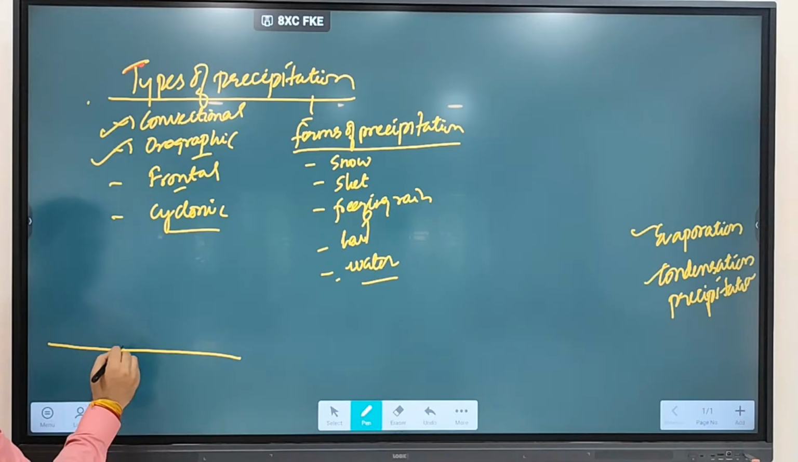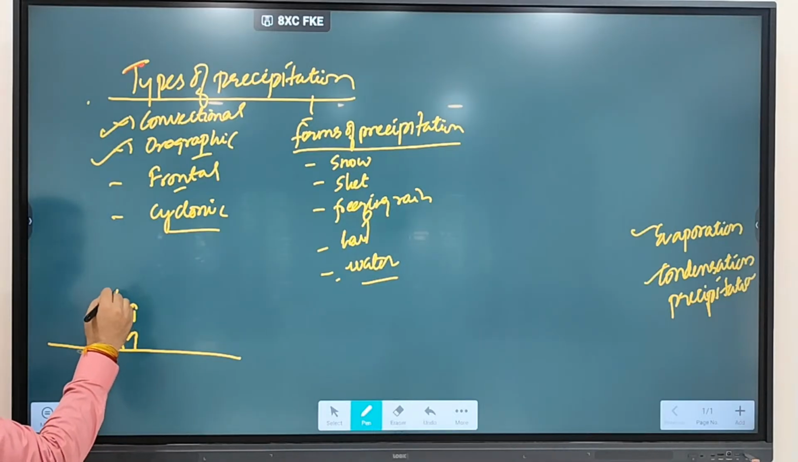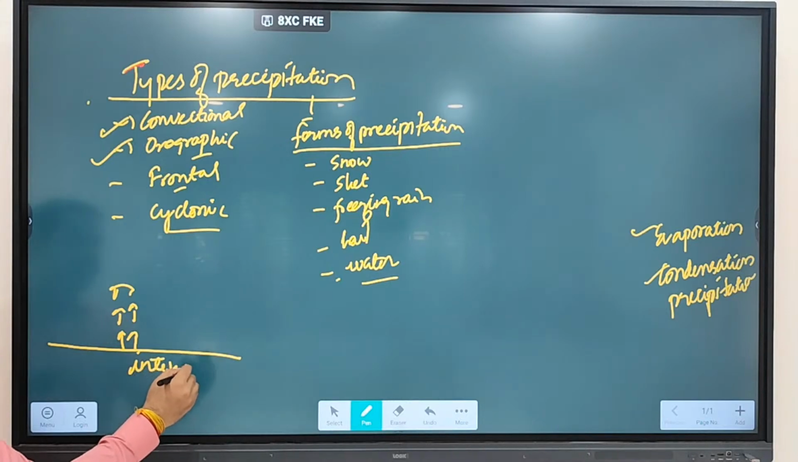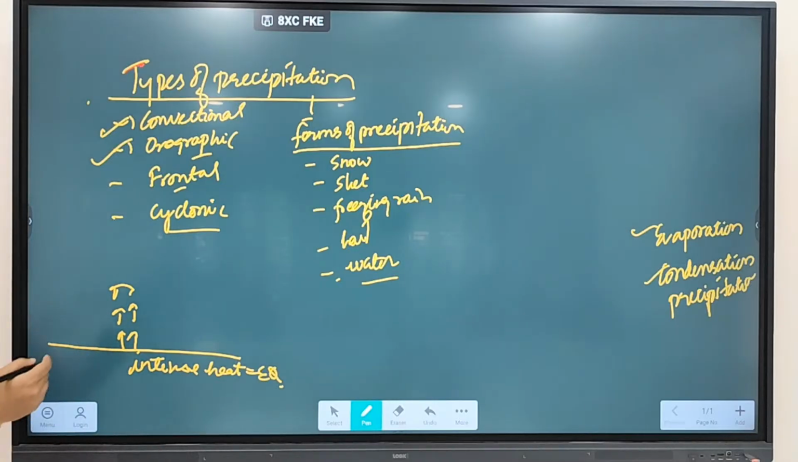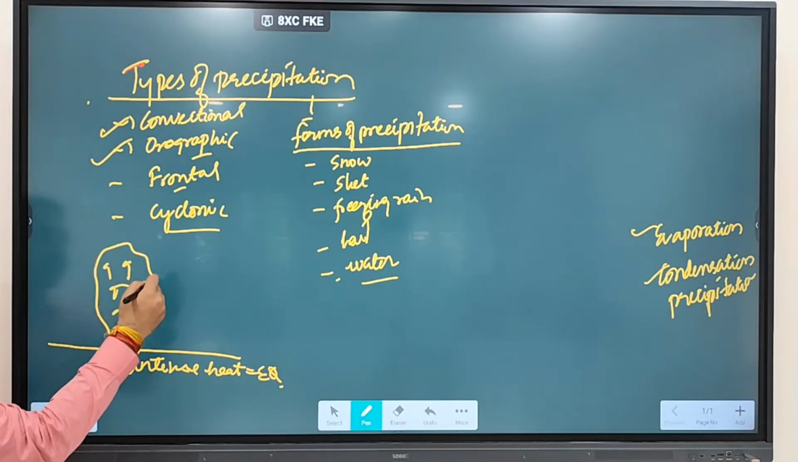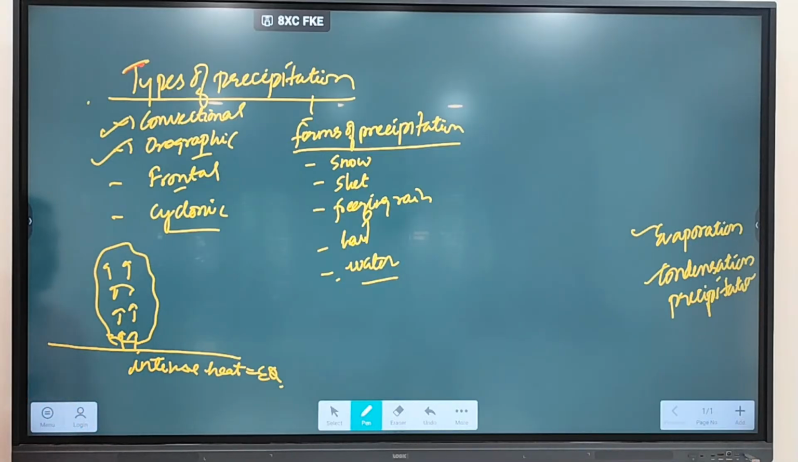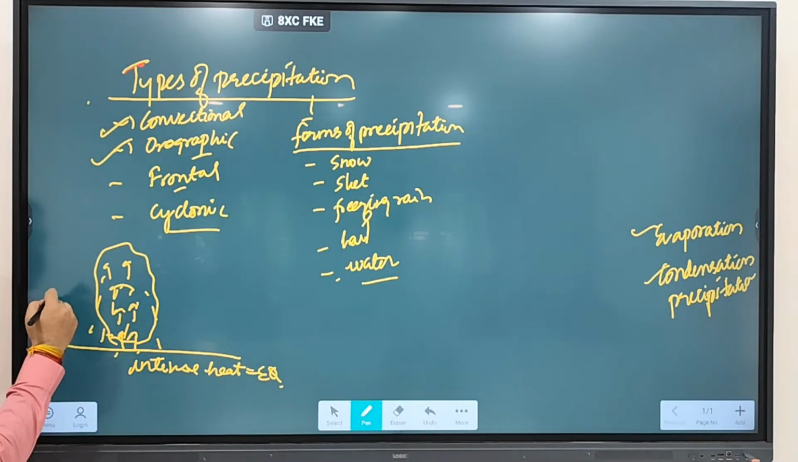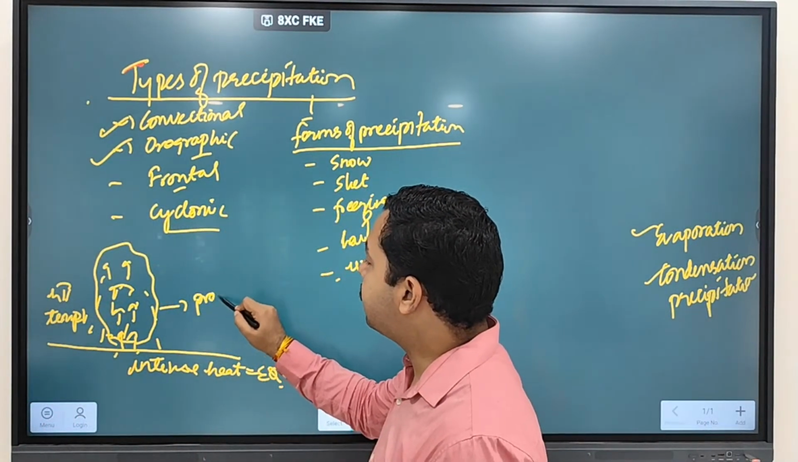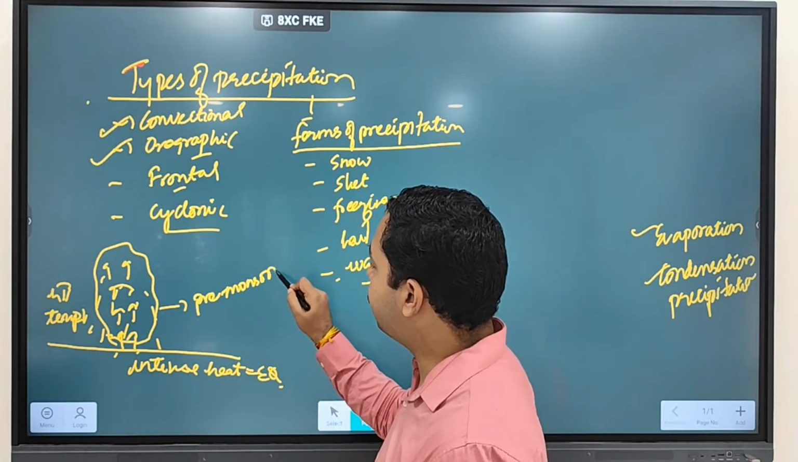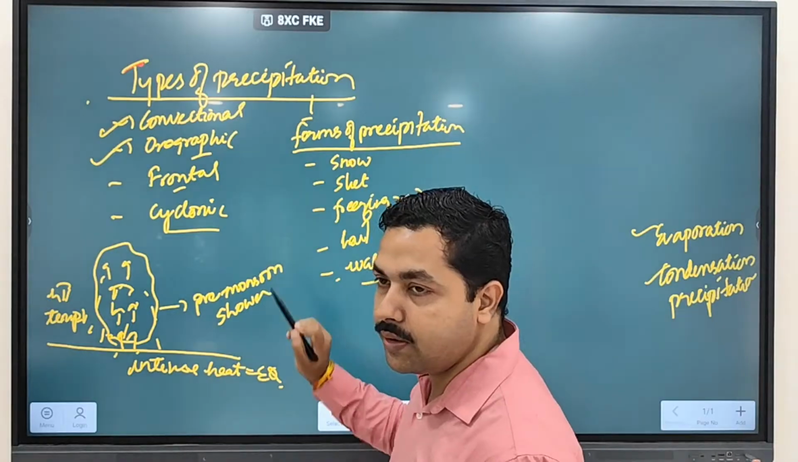Convectional precipitation dominates where intense heat is present, so it is dominating in the equatorial region. As the equatorial region gets intense heat, convectional currents rise up. Which type of clouds are going to be formed? Vertical clouds, cumulonimbus clouds, and that's why you see rainfall in this region. As you go up, temperature declines, so cooling and condensation will happen, which will result in rainfall. In India, we discussed this causes the pre-monsoon shower.